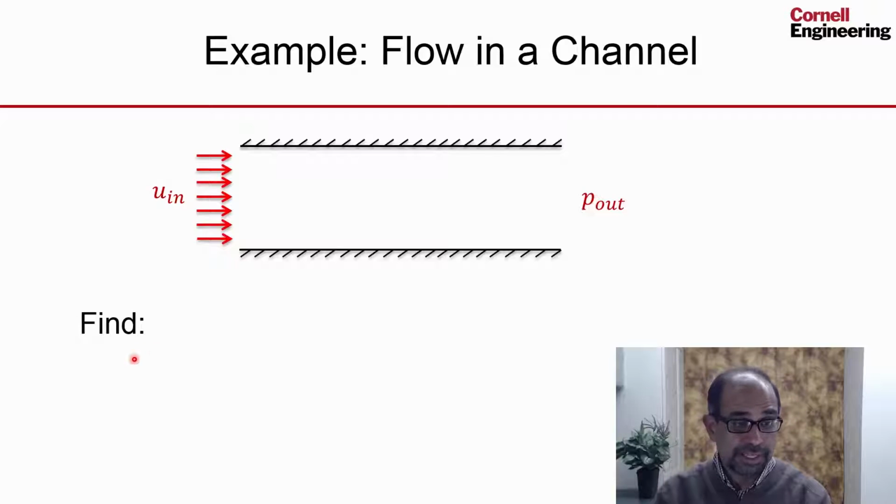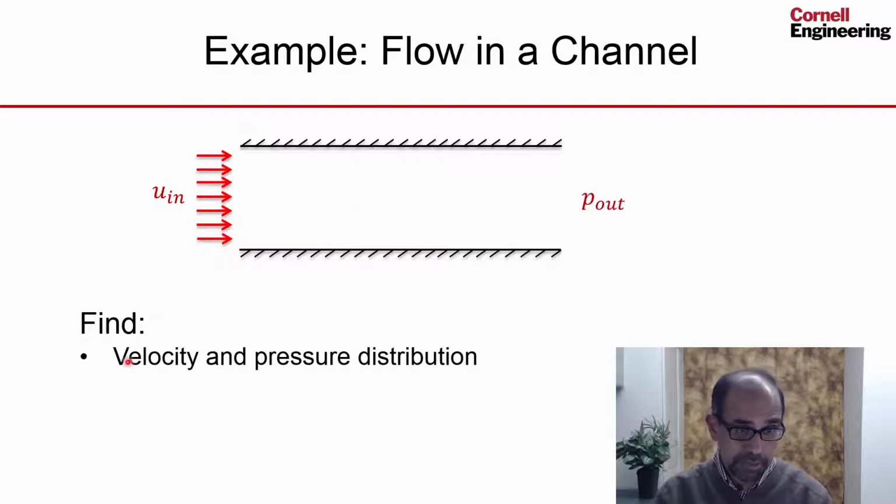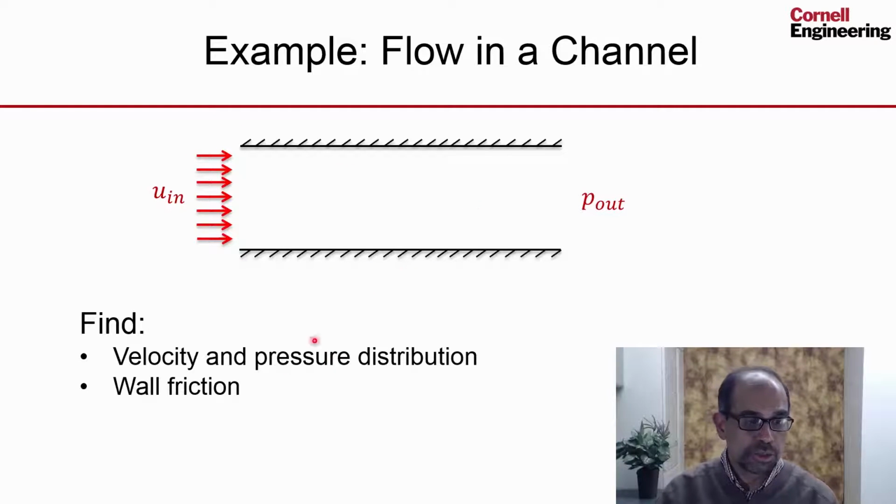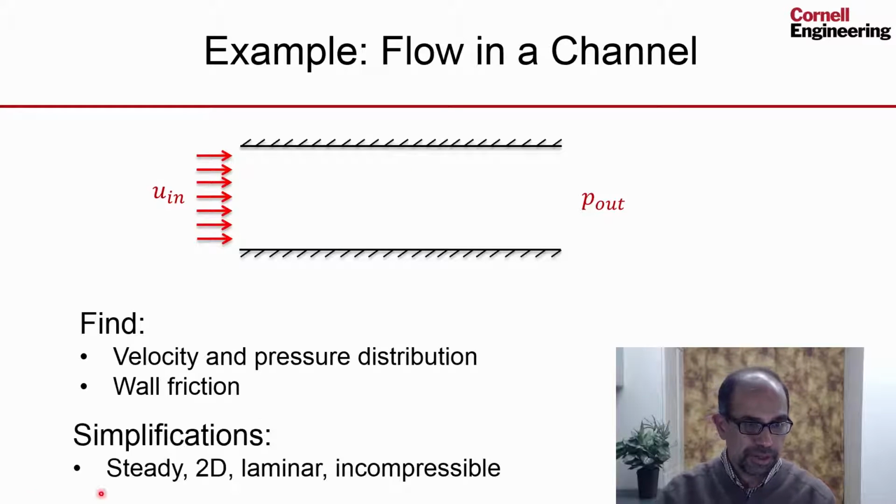We would like to find the velocity and pressure distribution within the channel. We would also like to determine the wall friction. And once we know the wall friction, we can back out what is the power needed to pump the flow through this channel. And we'll make simplifications. And the simplifications are steady, 2D, laminar, incompressible. And these will simplify the underlying mathematical model that we need to solve.